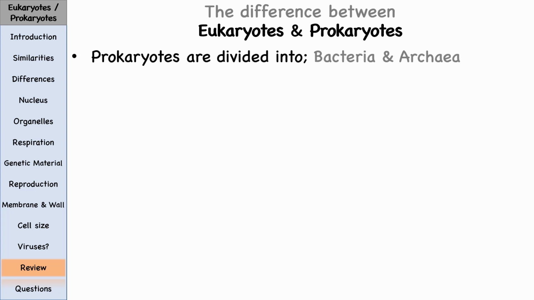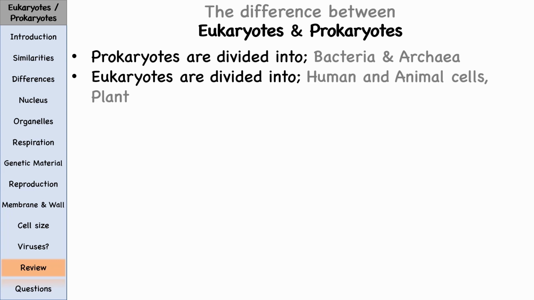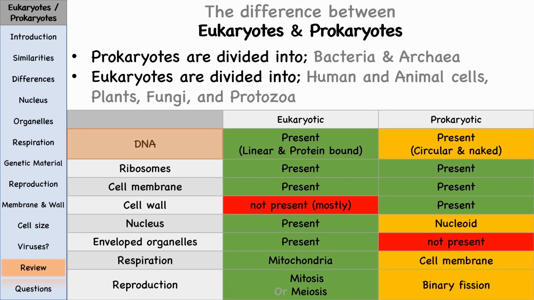That was all. Now let's do a quick review of the information we learned. Prokaryotes are divided into bacteria and archaea. Eukaryotes are divided into human and animal cells, plant cells, fungi, and protozoa. The DNA in eukaryotes is linear and bound with proteins, while prokaryotic DNA is usually circular and naked of proteins. Both have ribosomes and have a cell membrane. Most eukaryotic cells don't have a cell wall, including human cells.